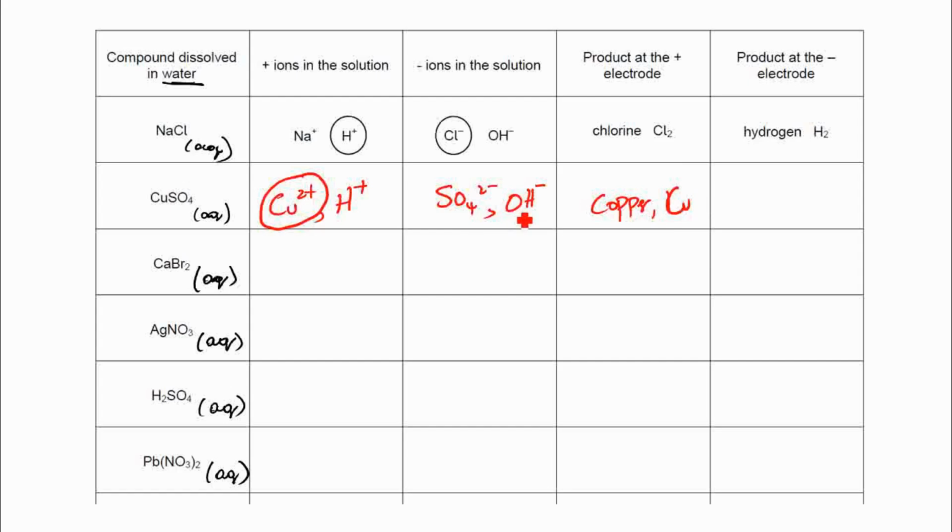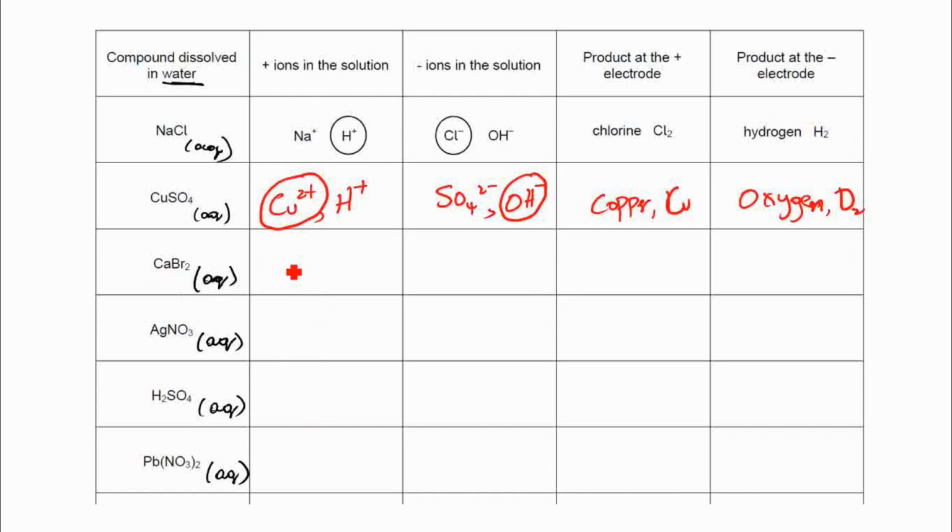Now this side, do we have a halide? No, we don't have chlorine, bromine, or iodine, or we don't have chloride, bromide, or iodide. Therefore, we're going to choose the hydroxide, which therefore means that you're going to form oxygen and water. So we could just put O2 and you also form water. We'll do one more and you can try the rest on your own.